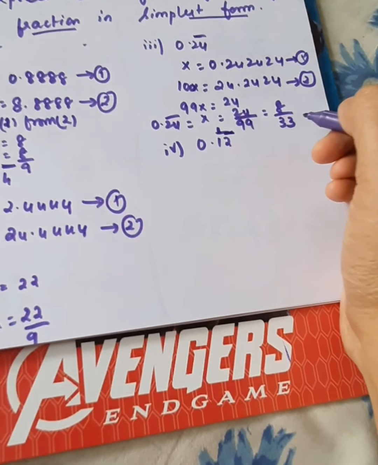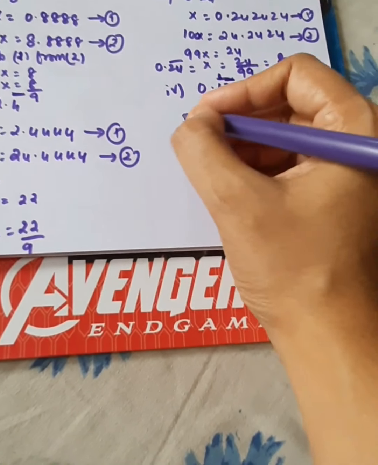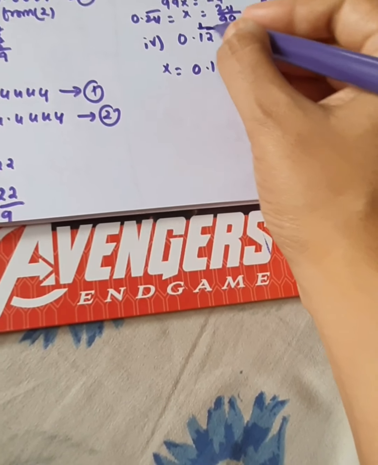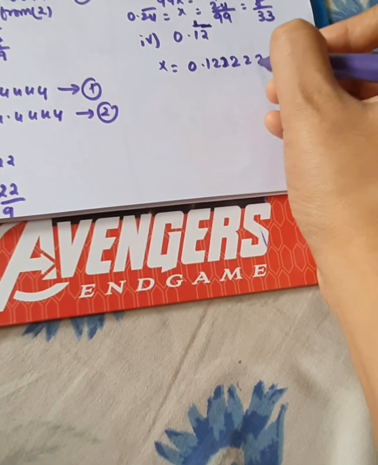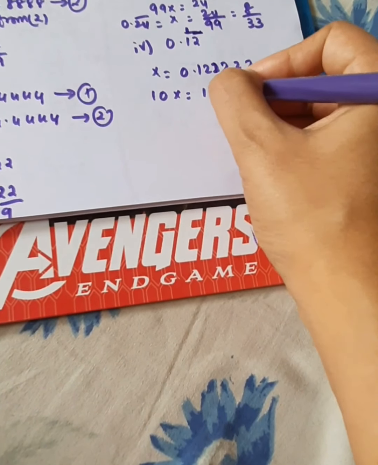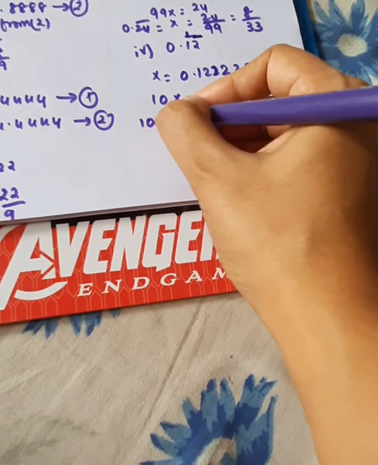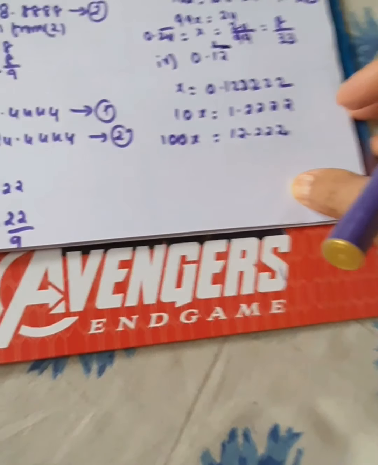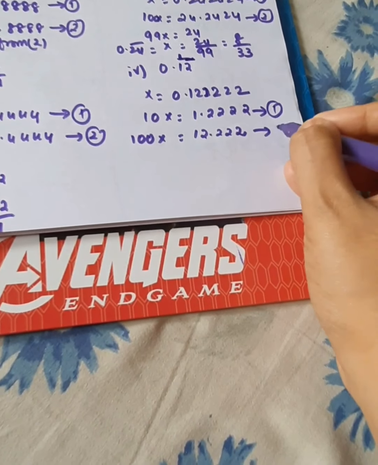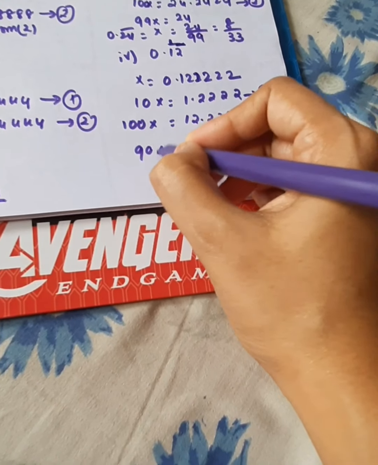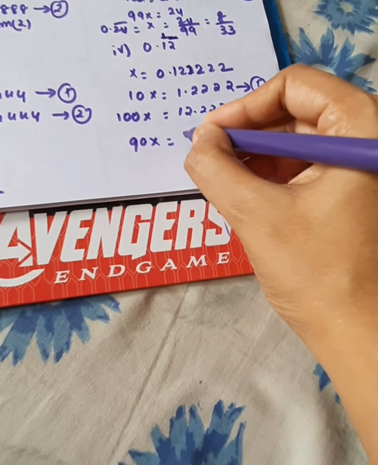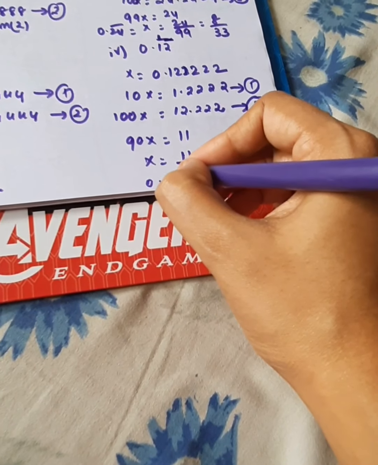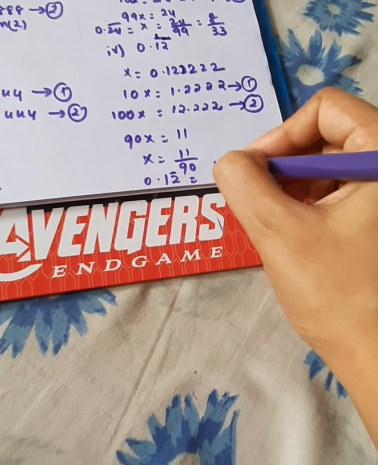In the next one, the condition is only 2 is not terminating. So x is 0.122222, and 10x is 1.222, 100x is 12.222. Let's take 10x as 1 and 100x as 2. By subtracting, we get 90x, that is 100 minus 10, on the left-hand side, and 11 on the right-hand side. So x is 11 by 90, which is the simplest form for 0.12, which is a non-terminating decimal.